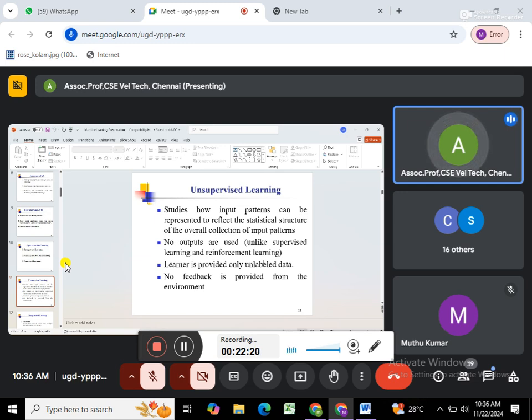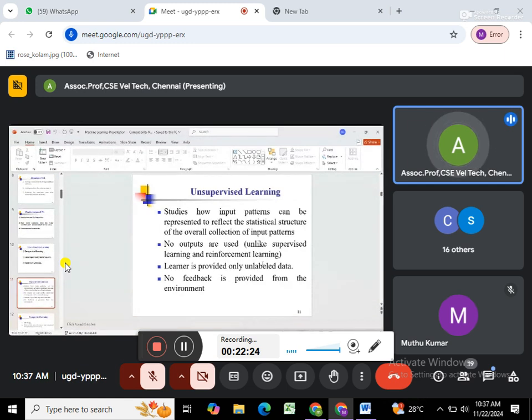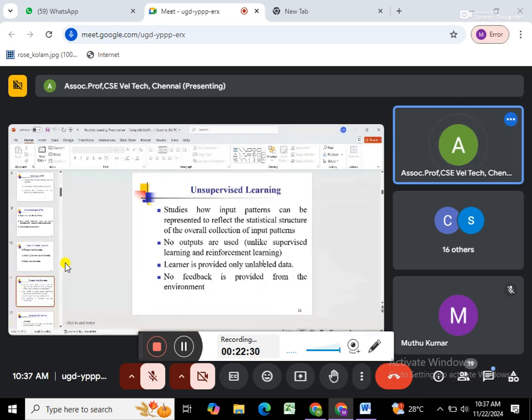So unsupervised learning is something where we use raw data. No outputs are used here, unlike supervised or reinforcement learning. Only unlabeled data is here. No output is here. No feedback is here from the environment, right?